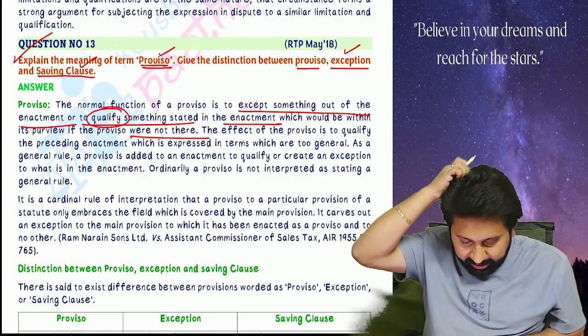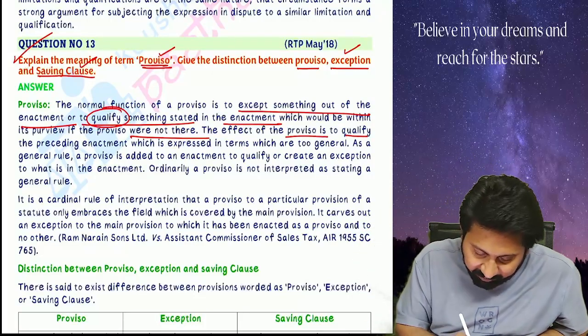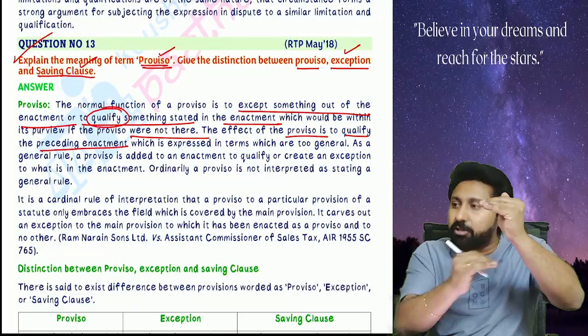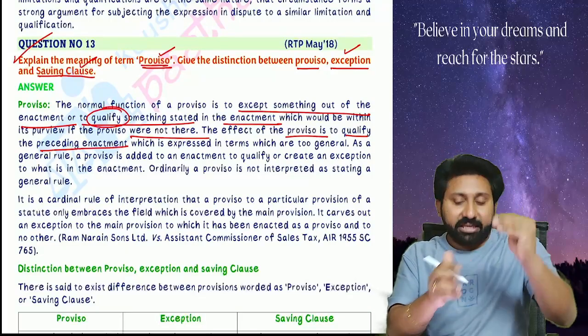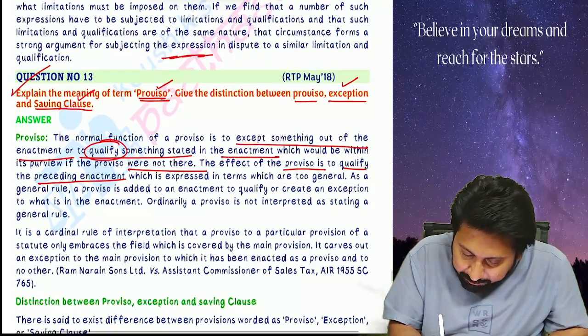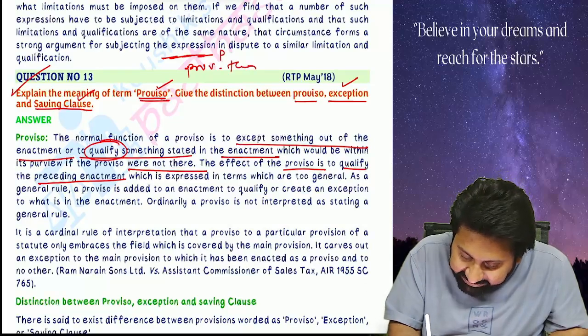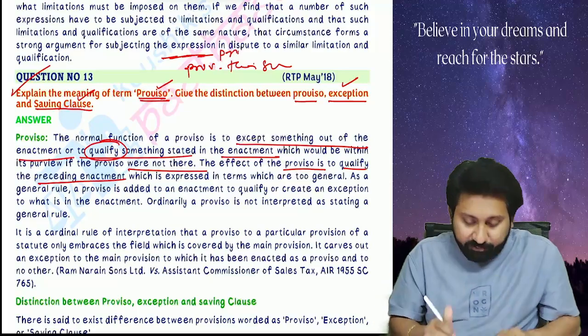Next, the effect of a proviso is to qualify the preceding enactment. Means what? One point is there, and below that the proviso will be there. A section can't start with a proviso. Already something is written, and below that, provided that, the proviso will be there. This is called the preceding one, and this is the succeeding. The proviso succeeds the preceding provision.